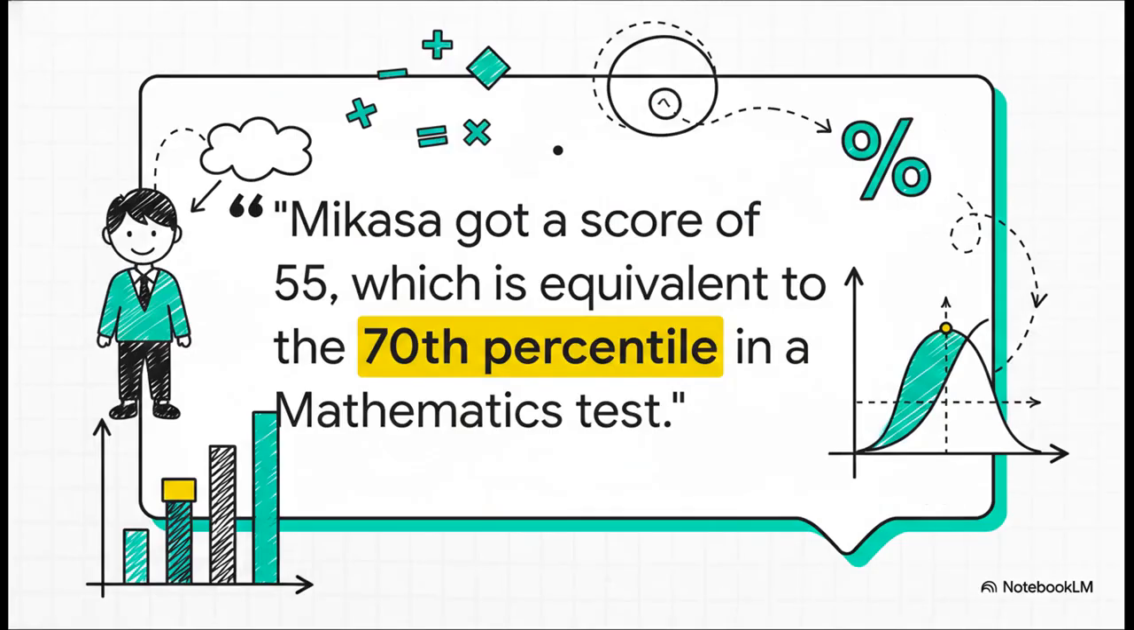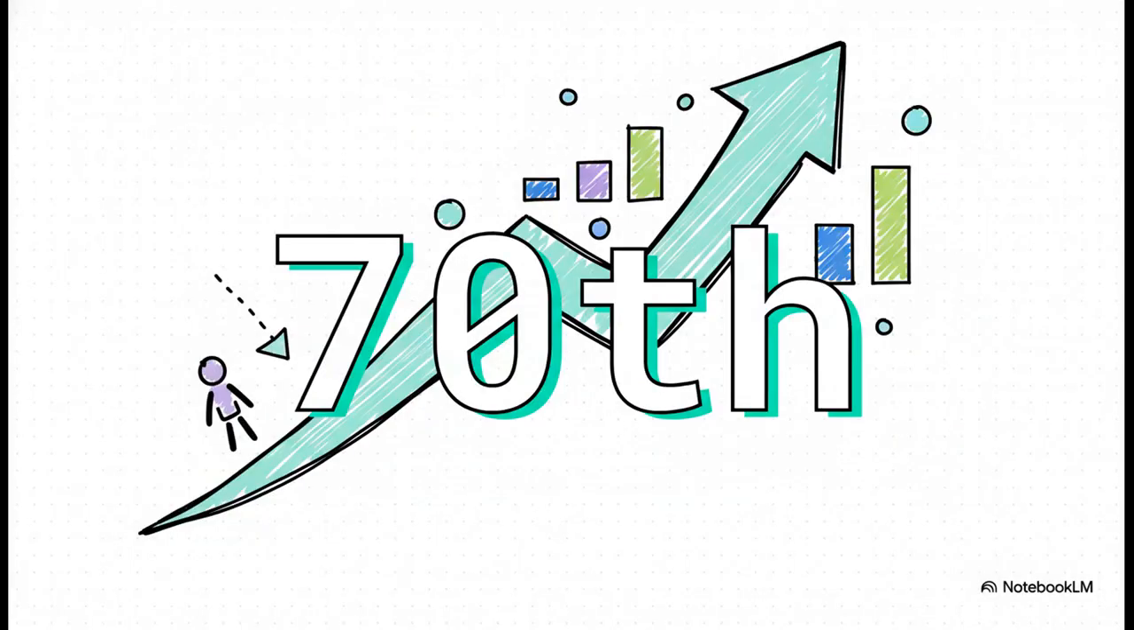Here's a classic example you might see on a standardized test report. It says, Mikasa got a score of 55, which is equivalent to the 70th percentile. So what on earth does that actually tell us about her score of 55? See that? That phrase right there, 70th percentile, that's the magic key. That's the piece of context that gives her score of 55 all of its power and meaning.